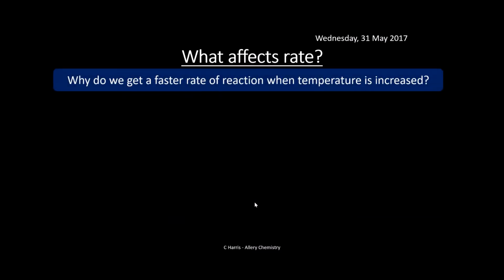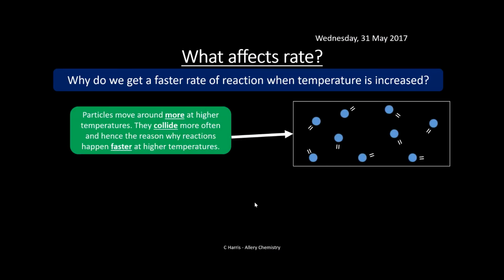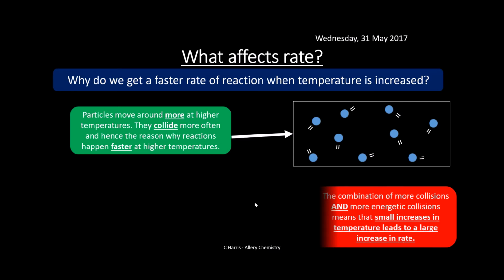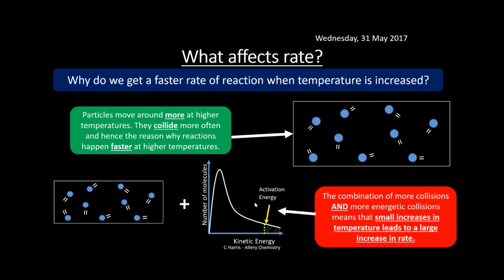Okay, so why do we get a faster rate of reaction when temperature is increased? When we heat these particles up, they move around a lot more because they've got more kinetic energy. When they've got more kinetic energy, they'll collide a lot more, and this is why reactions happen a lot faster at higher temperatures. The combination of two things increases the rate of reaction. We've got more collisions because they are moving around faster, and we've also got more energetic collisions, as demonstrated in your Maxwell-Boltzmann distribution.